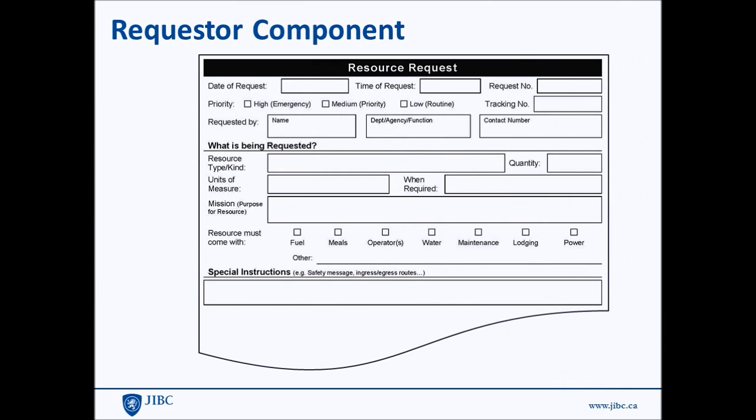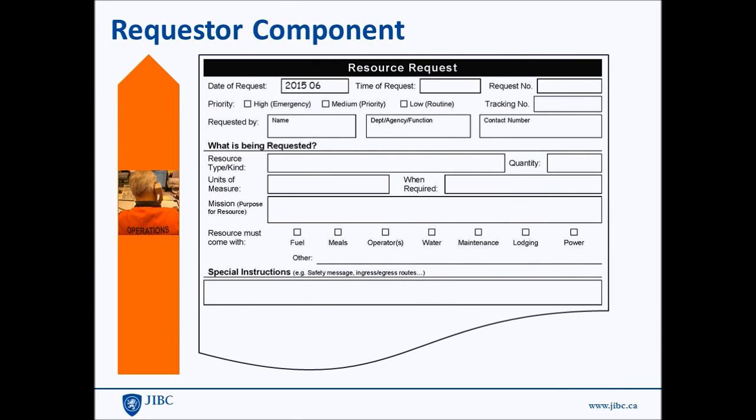Let's assume that we're completing the resource request for the sandbags. Note that the standard EOC date format of year, month, and day, as well as the 24-hour clock, are being used. Request numbering should start with a prefix that identifies the section, branch, or agency that initiates the written tracking of the request, followed by sequential numbers indicating the specific number for this request. This is the 13th for Public Works.